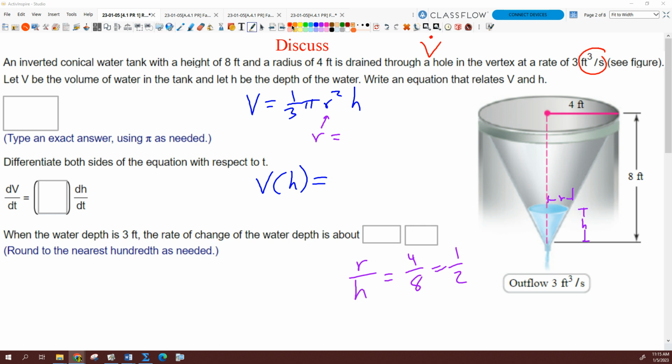It's not 3. It's -3. How come? Okay, because the volume is decreasing, right? So the rate of change of volume must be negative. So V dot would be -3. Okay? Make sense? Okay. That sets you up for that one.